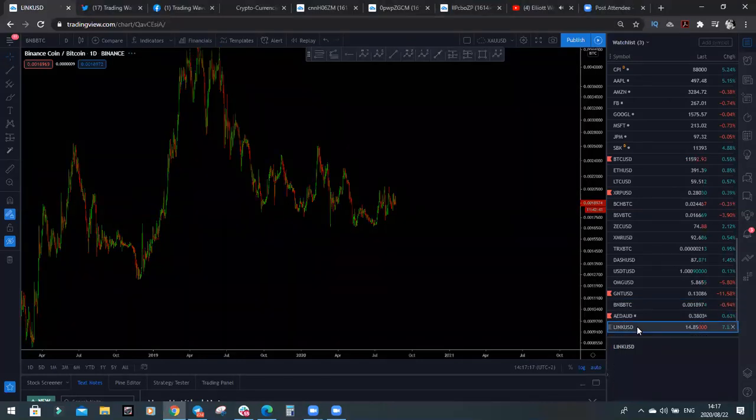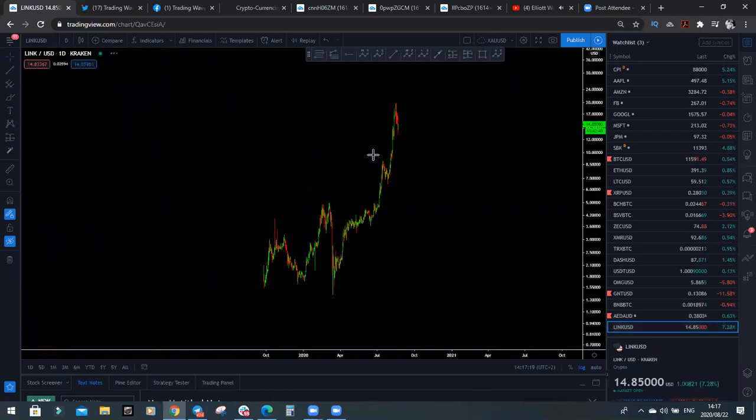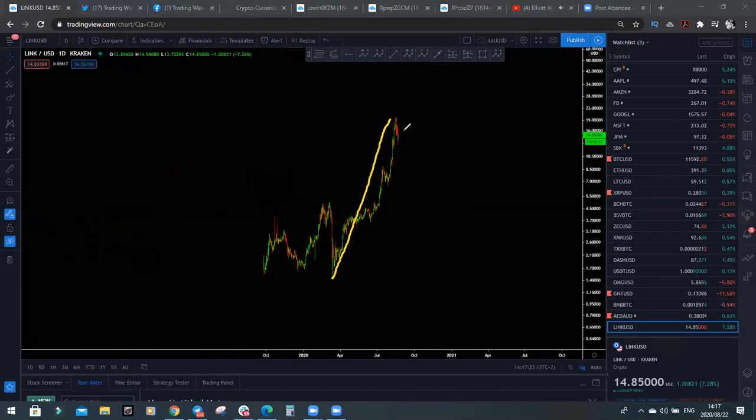And lastly, Link, a pulsing move, a very sharp move here. No indication of a reversal. This will just be a sideways corrective structure here. We should see this one continue to the upside. So Link is still long-term upside.